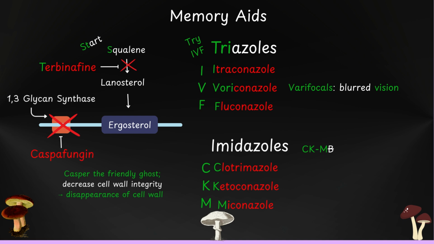Finally, we have caspofungin, Casper. Casper is Casper the Friendly Ghost. What it does is very quietly decrease the cell wall integrity, a kind of disappearance of the cell wall because it's no longer functioning the same way. So Casper the Friendly Ghost, Casper, cell wall integrity, 1,3-glucan synthase.